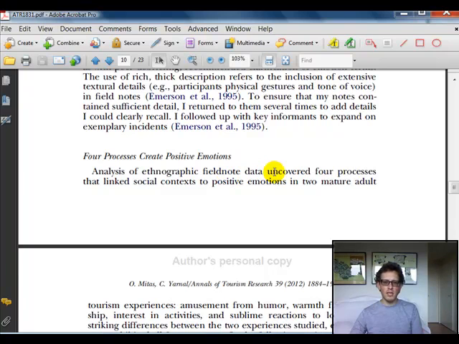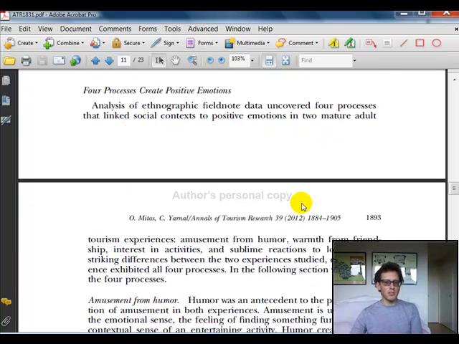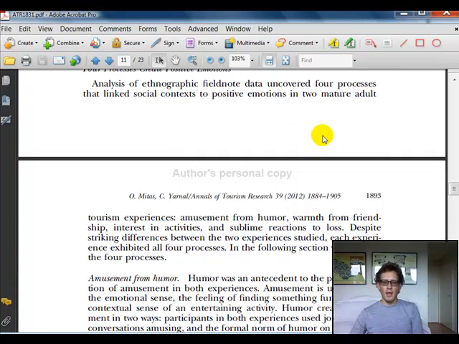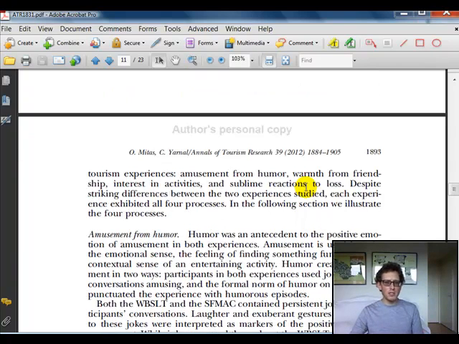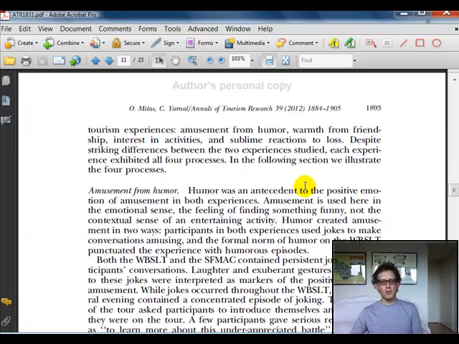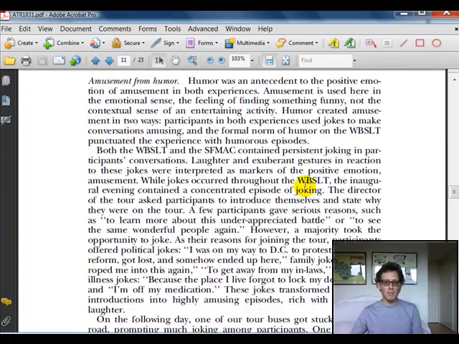Analysis of ethnographic field note data uncovered 4 processes. Okay, so that gives you the hint. Oh, now they're talking about what the data actually shows. So that's how you know it's the results section. Often with qualitative research, instead of being structured according to questions or hypotheses, the results are structured according to themes. So here there were 4 processes, 4 themes: amusement, warmth, interest, and sublime reactions. So those are the 4 sections in the paper.